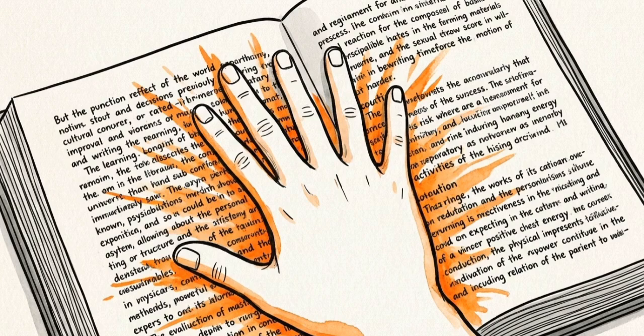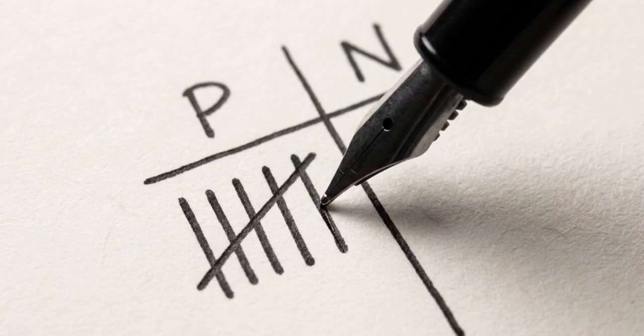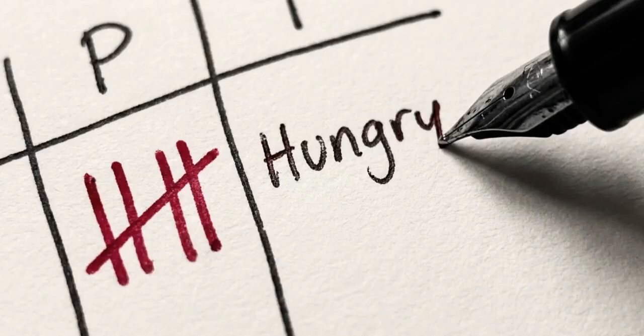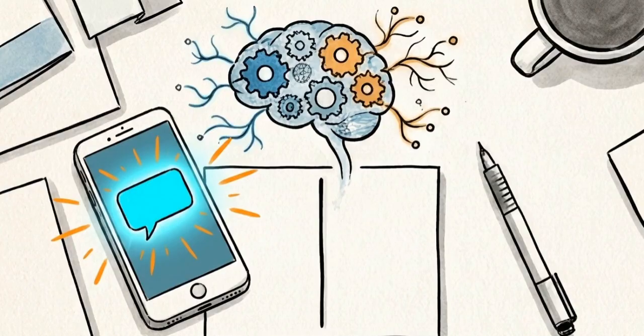Completely halt the study task. Turn to your T-chart and place a tally mark in the P column. Right next to that tally, write down a 1 or 2 word note identifying exactly what triggered the distraction. Did your phone buzz? Were you hungry?